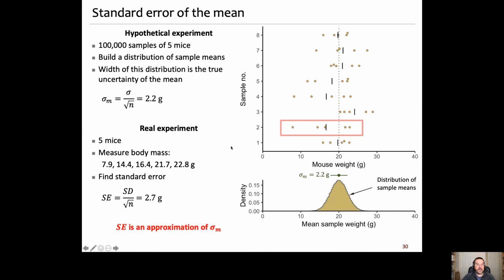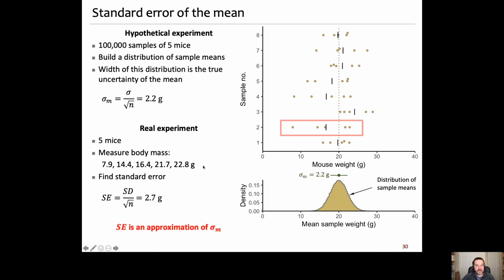And from theory, we know that the standard deviation, the width of this distribution, is sigma divided by square root of n. In this particular case it is 2.2 grams. This is the width of this distribution. In a real experiment, which is marked here, which is our sample number 2, we have just 5 mice. We measure the body mass.